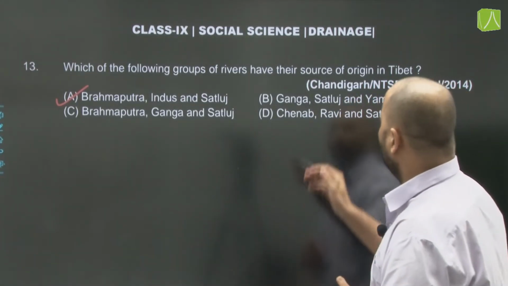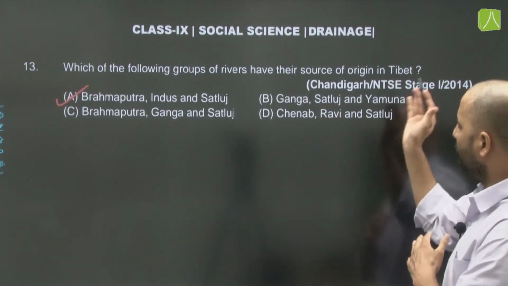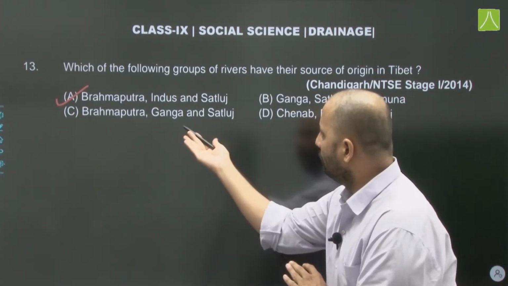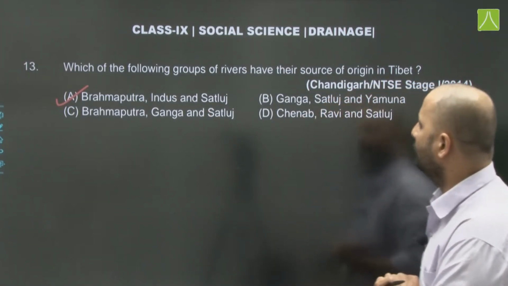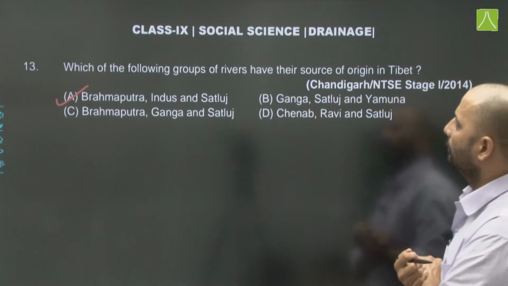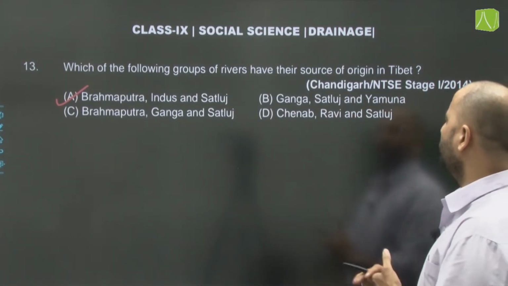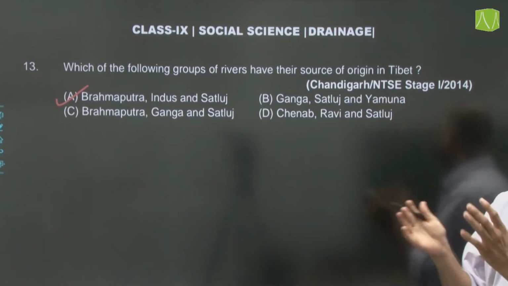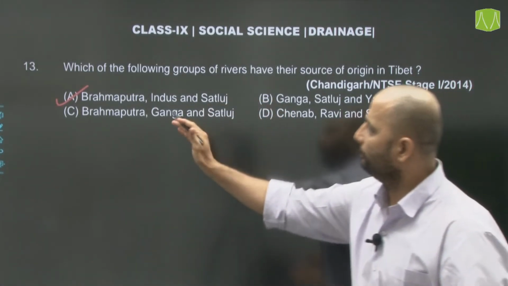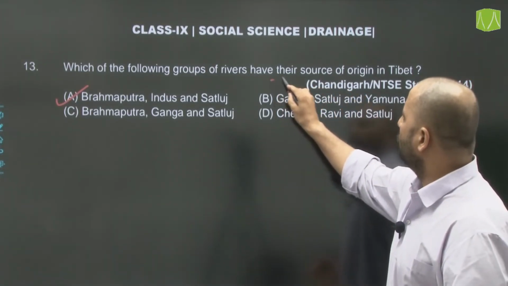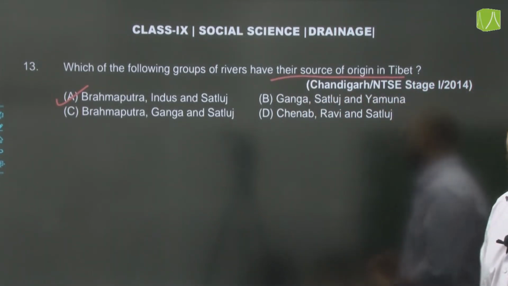Tibet. Ganga does not have its origin in Tibet, Yamuna does not have, and in Brahmaputra, Ganga and Satluj, the Ganga does not have its origin in Tibet, and here Ravi and Chenab do not have their origins in Tibet. Okay, so option number A will be the correct answer here, that is, which group of rivers have their source of origin in Tibet.